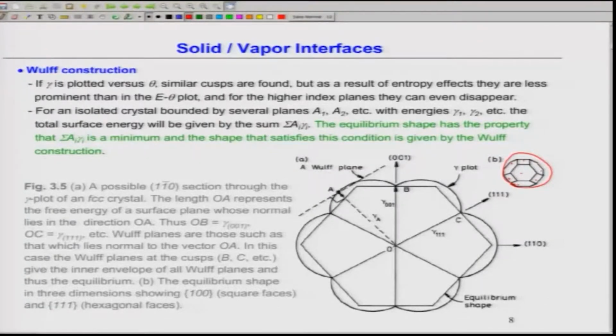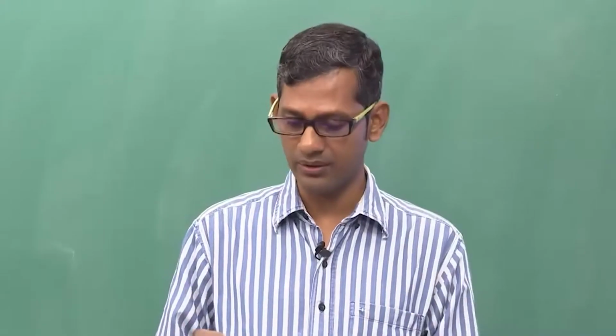Then I can plot. That is the outside plot you see here, which is a two dimensional plot. Remember, although the crystal is 3D, it is a 2D plot just to make sure that you understand things. You can always make a 3D plot, that is not very difficult, but it requires a little bit more calculations.